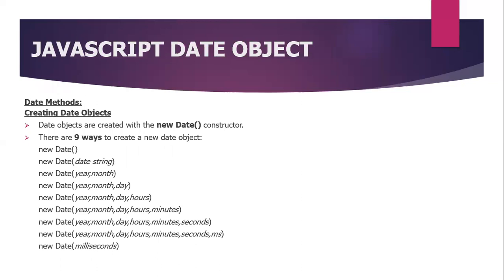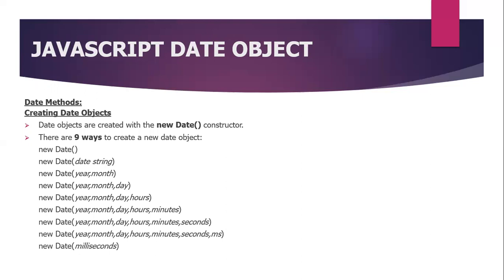There are 9 ways to create a new date object. New Date will create a date object for the current date. New Date with a date string within the brackets, you can assign any date value, so that will be the constant value for the date object. And also, we can mention the ways the date can be stored.